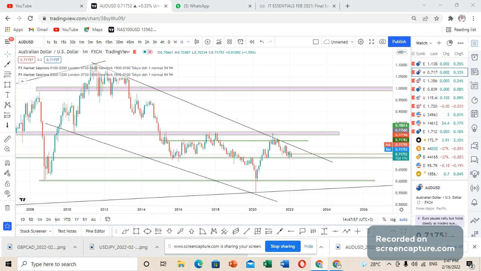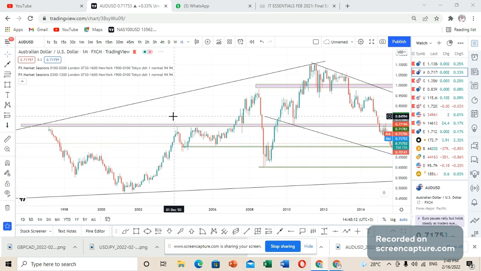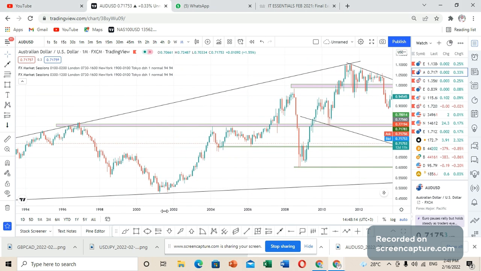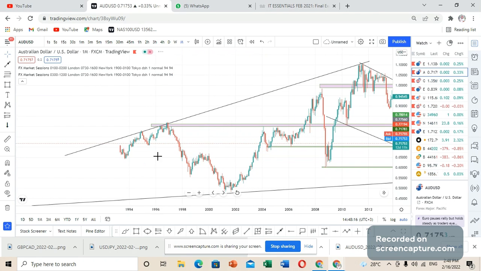So the analysis that you're going to see today is kind of the same as what is usually done on the Euro USD together with the GBP USD. So first things first, we are going to start our analysis from the monthly time frame. Looking at the pair from the monthly time frame, you can see that you have got a general upward trend. So this is the general upward trend.